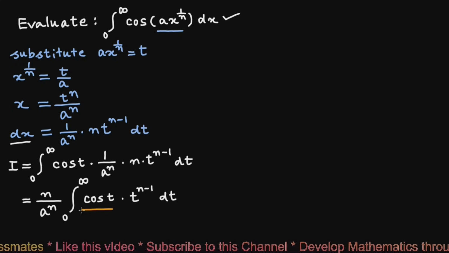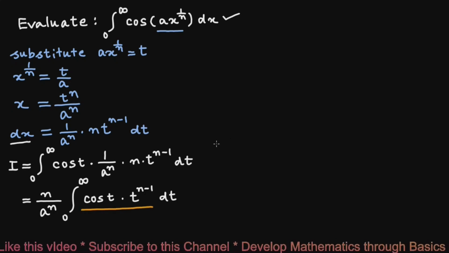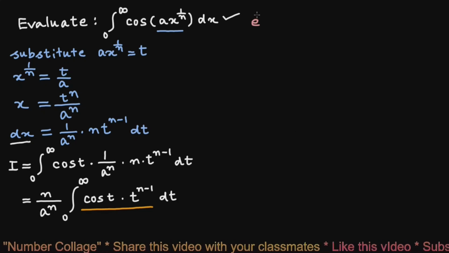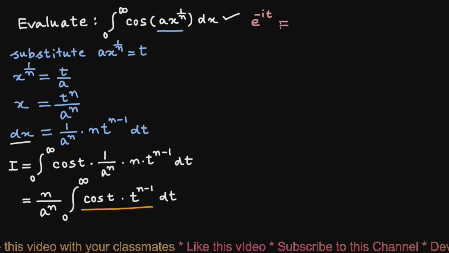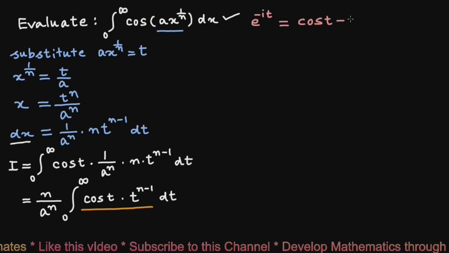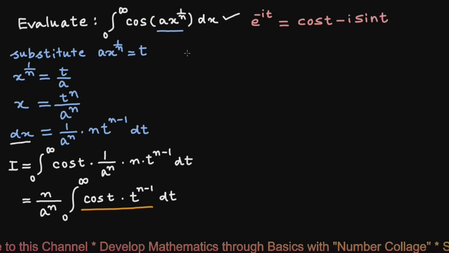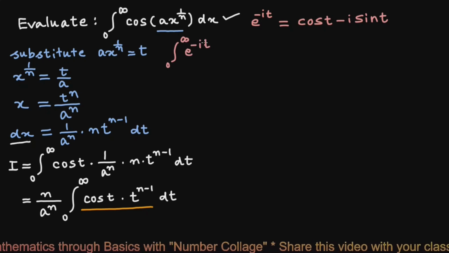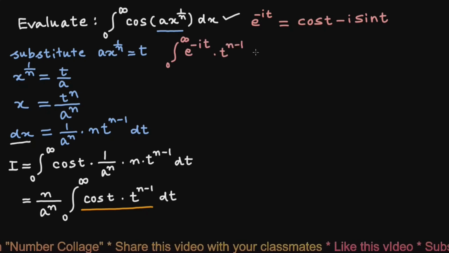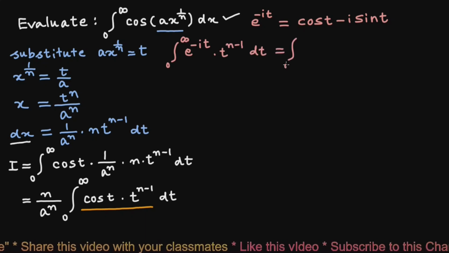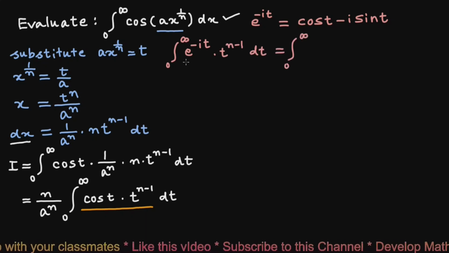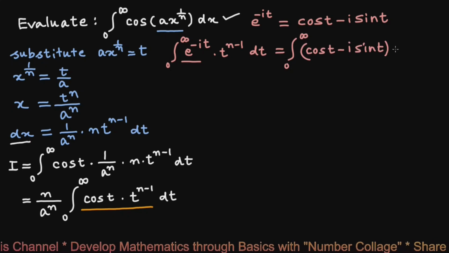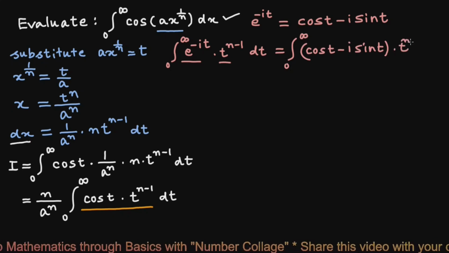Since there is cos t into t raised to n minus 1, we will make use of the exponential form of a complex number, e raised to minus it, whose polar form is cos t minus i sin t. So if we write the integral from 0 to infinity of e raised to minus it into t raised to n minus 1 dt, then it will be the integral from 0 to infinity of, putting in place of e raised to minus it, cos t minus i sin t into this t raised to n minus 1 dt.